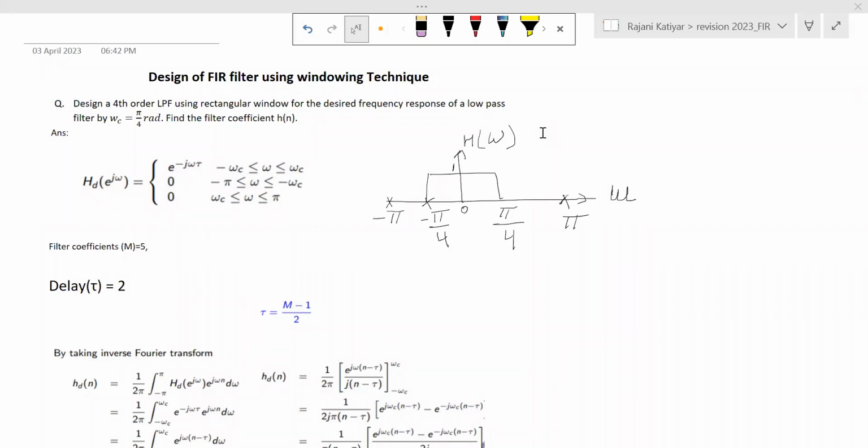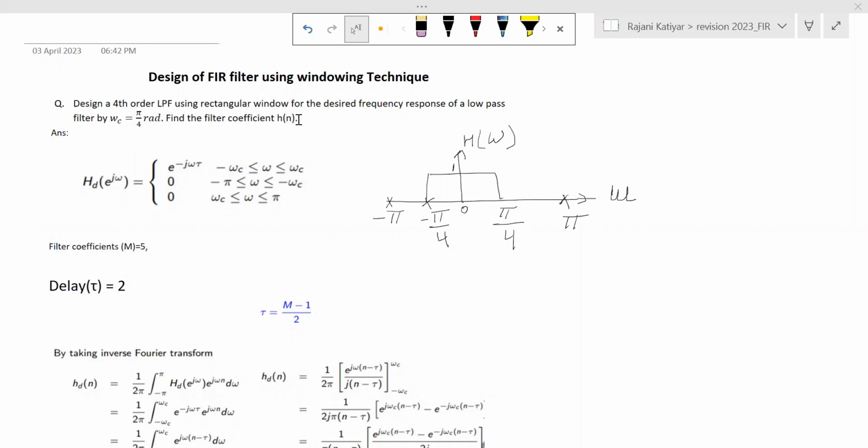In this video, we will see how to design an FIR filter using the windowing technique with the help of one example. As given in the question, design a fourth order low pass filter using a rectangular window for the desired frequency response of the low pass filter with ωc equal to π/4 radian. Find the filter coefficient h(n).